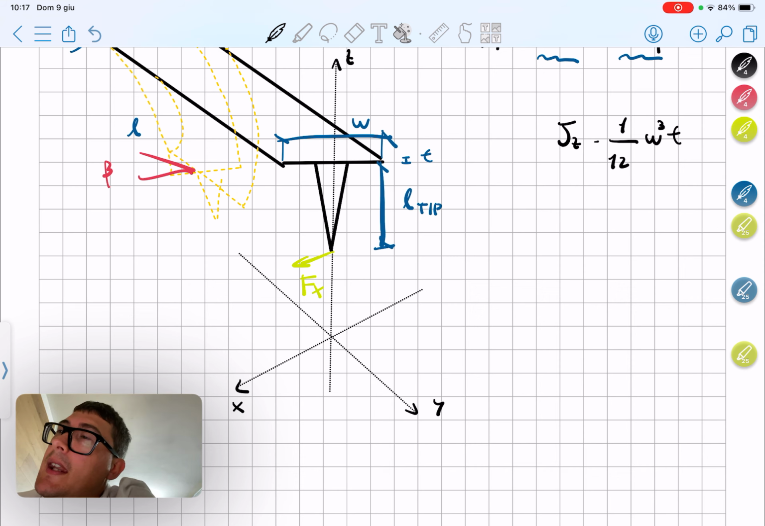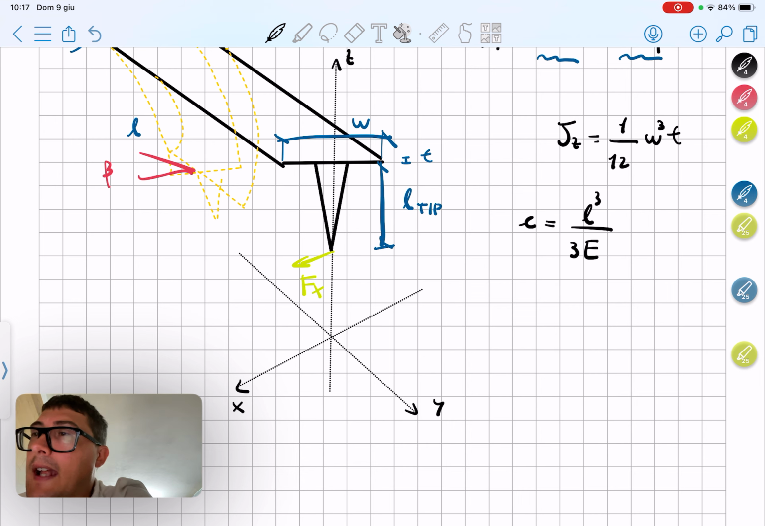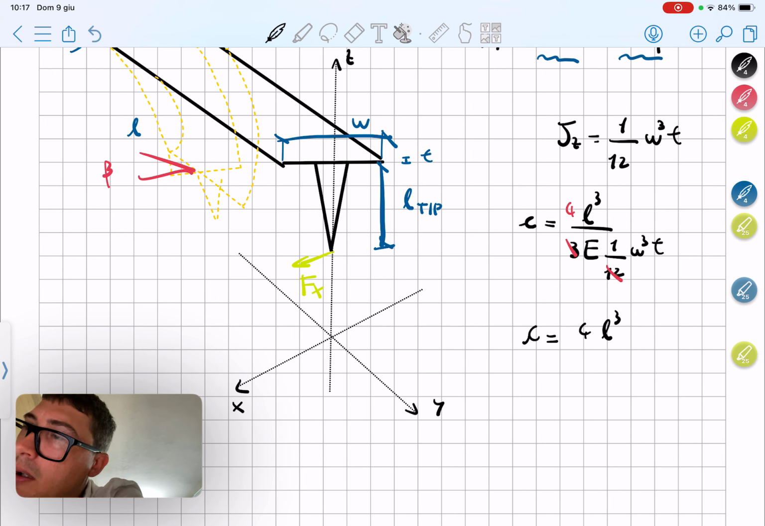So what this means is that in our C case we get L to the cube divided by 3E. Instead of that JZ, I need to write 1 over 12 omega cube T. So this simplifies and becomes a 4. So C is equal to 4 L to the cube divided by E omega cube T. Okay, and this is our C bending.